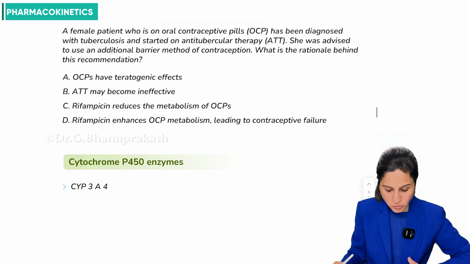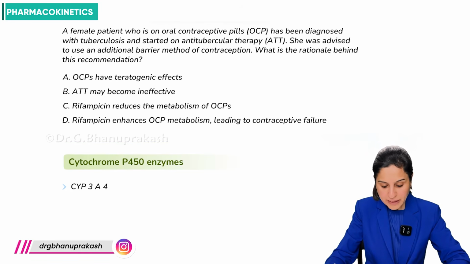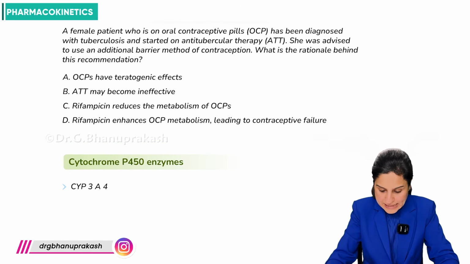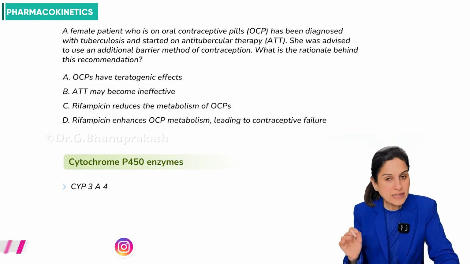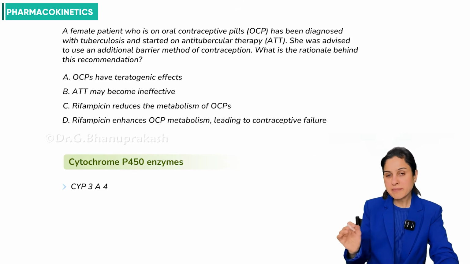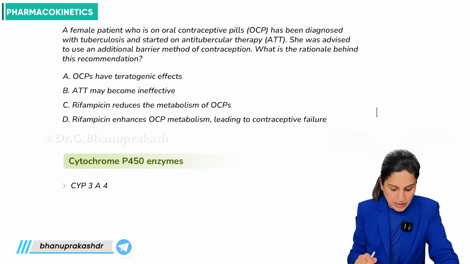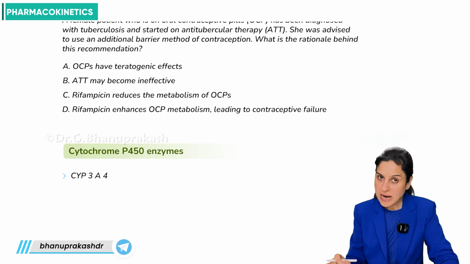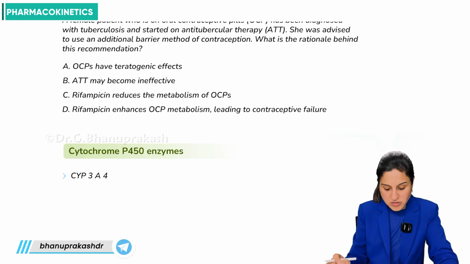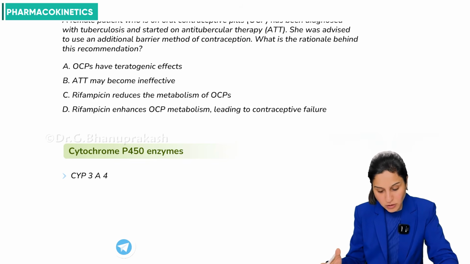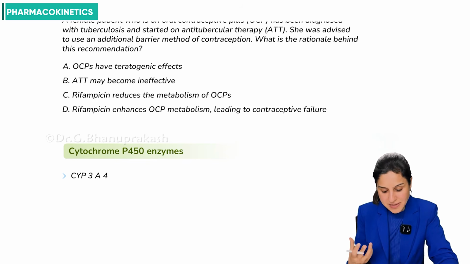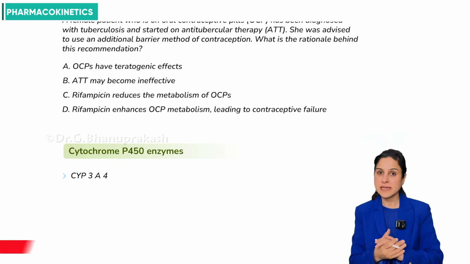Okay. So, moving on to the next concept: a female patient who is on oral contraceptive pills has been diagnosed with tuberculosis and started on anti-tubercular therapy. She was advised to use an additional barrier method of contraception. What is the rationale behind this? Is it that OCPs have teratogenic effects, ATT may become ineffective, or rifampicin enhances the OCP metabolism leading to contraceptive failure?